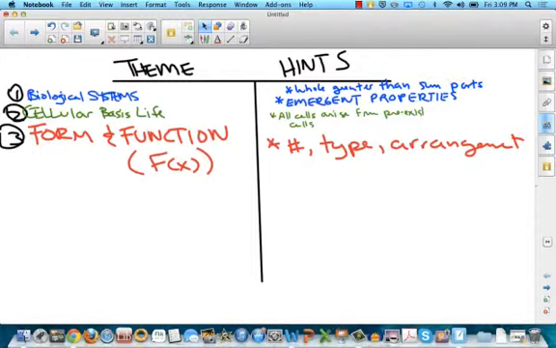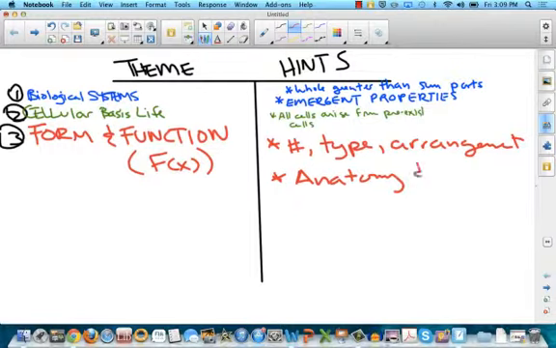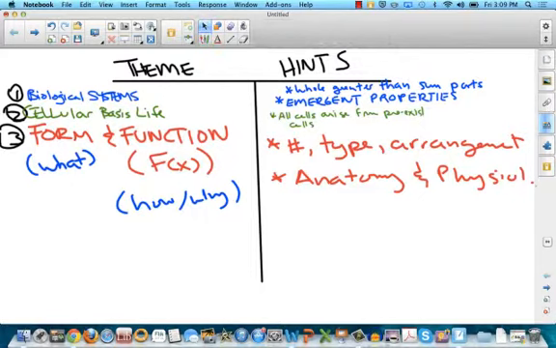Form and function means the structure of that body part, the structure of that organ, gives it a specific functionality on what it's going to do. It's kind of like saying anatomy and physiology. So with form and function, you can think of the idea of number, type, or arrangement, or anatomy and physiology. And form, if you guys are digging what I'm saying, is the what, and the function is the how or why. Okay? So, we've got form and function.